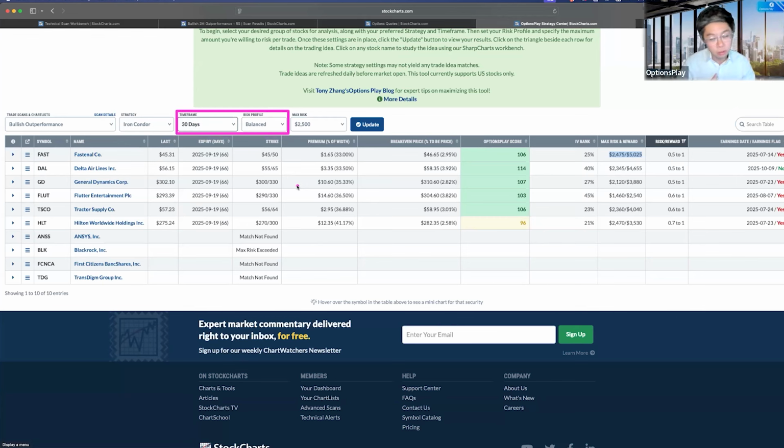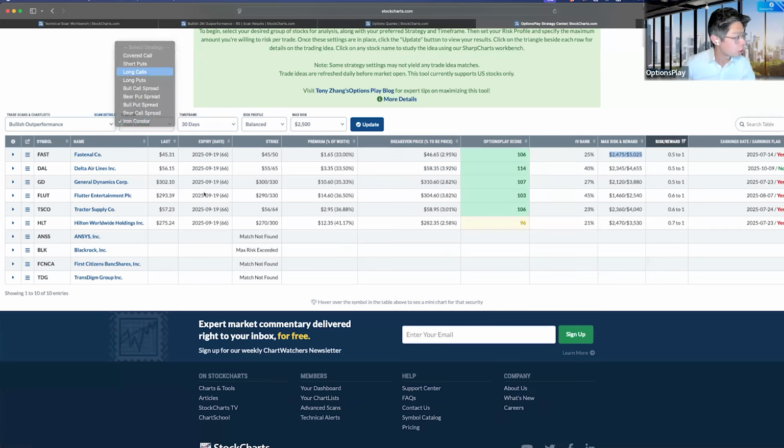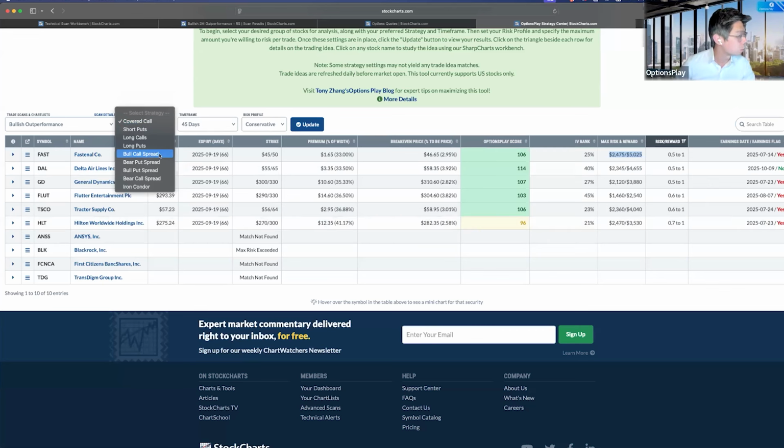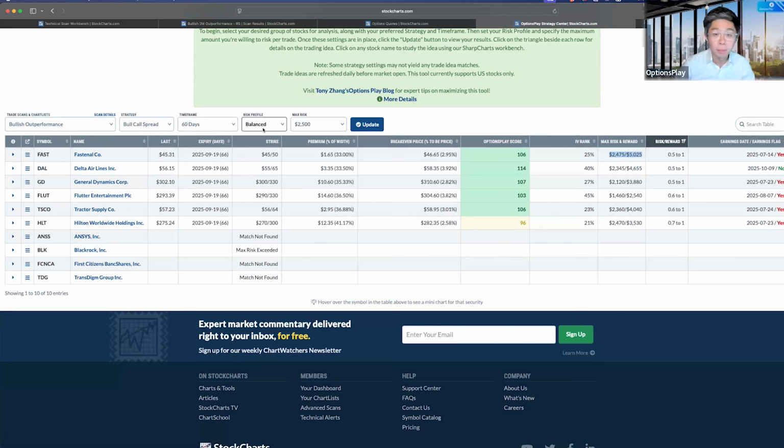Those are based on years and years of back testing of these specific strategies to figure out what are the optimal expiration dates and strike prices. And we've already pre-built that into the Strategy Center, right? So for example, if you select long calls, it will select 30-day balanced. You select covered calls, it'll select 45-day conservative. You select bull call spread, it'll select 60-day balanced. You sell put spreads, it'll do 45-day aggressive.